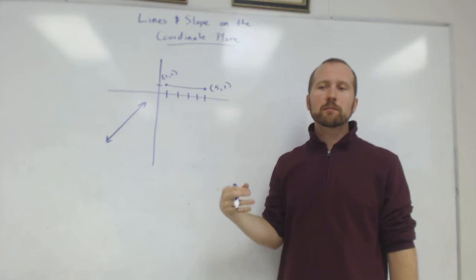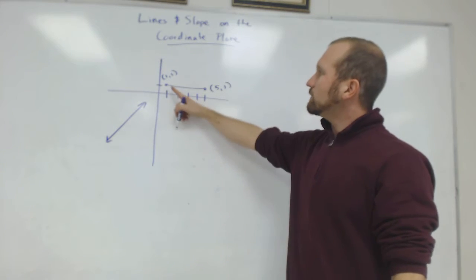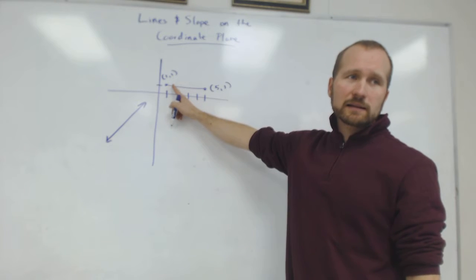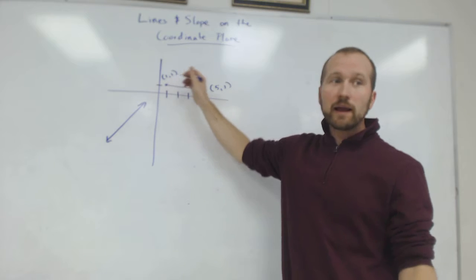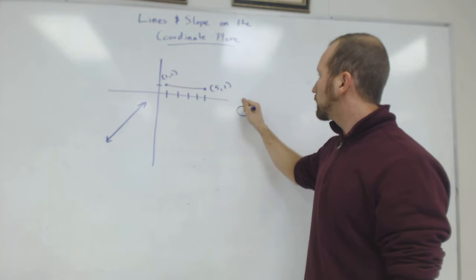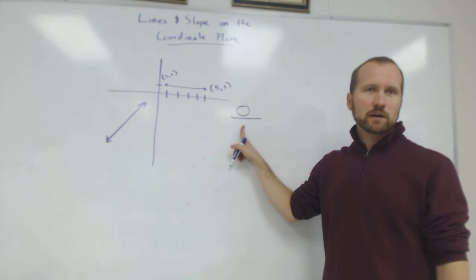So let's find out what the number of it is. Could it just be 5? Yeah. So let's see. What's my rise? How much do I rise here? If I start here, I rise 0. And how much do I run? 5. Does it matter?